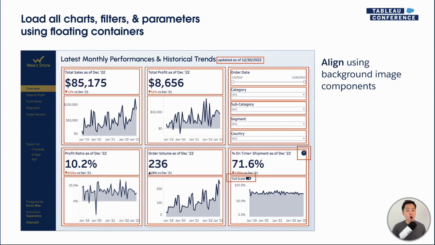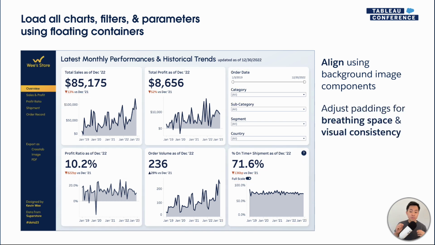Then you may load all of the charts, filters, and parameters into the dashboard using floating containers, and you may align them using the elements in the background image. For example, the subtitle, I align it with the baseline of the title, and for all of the KPI segments, I align the floating container with the dimension of the white card. Don't forget to adjust the padding surrounding each visual element so that you give your users some breathing space when they're consuming the dashboard. It's also good to do so for visual consistency.